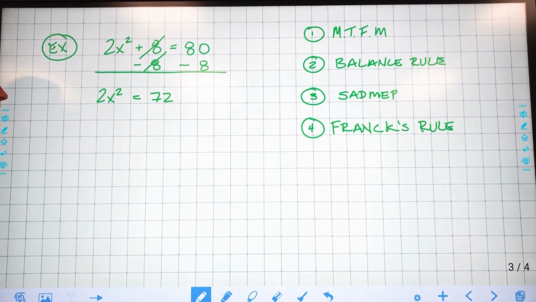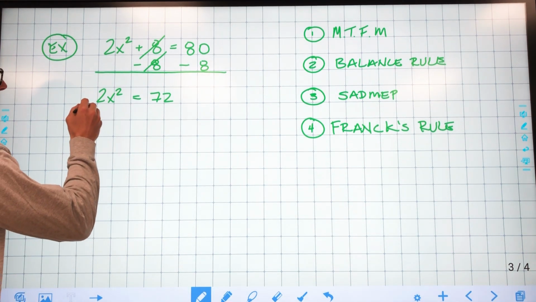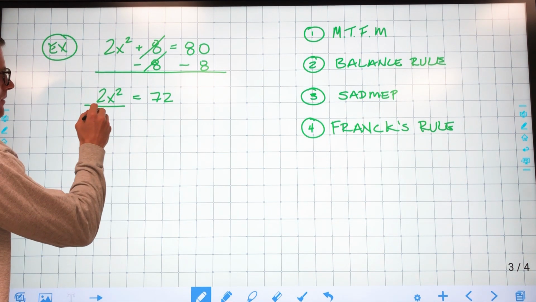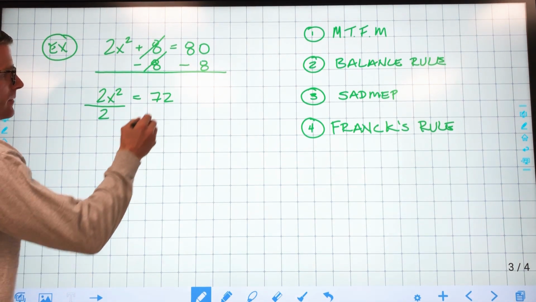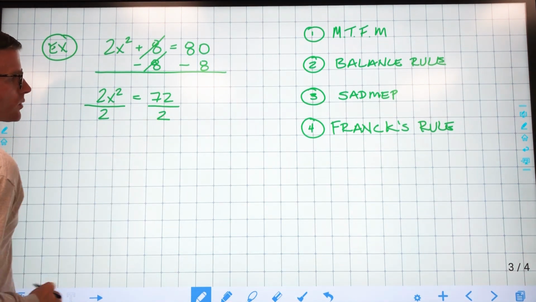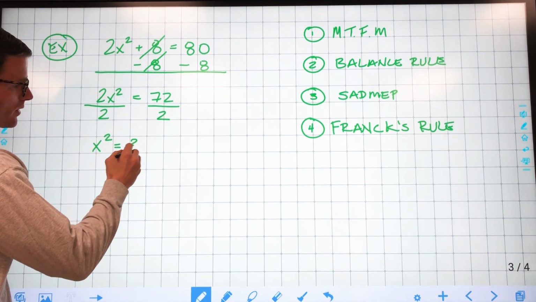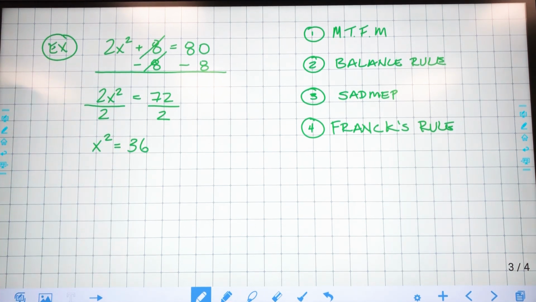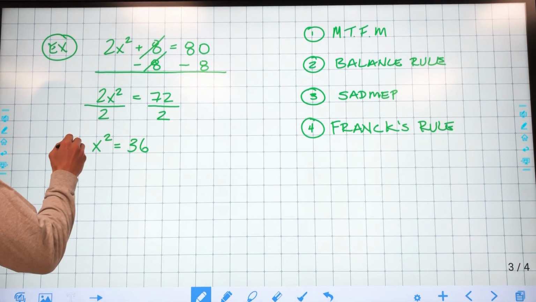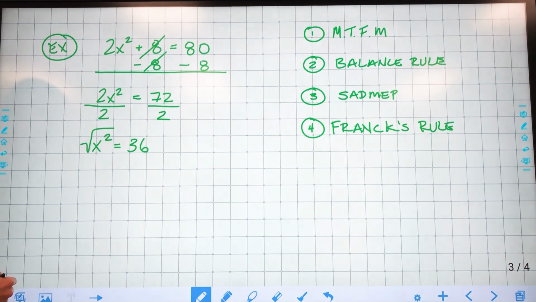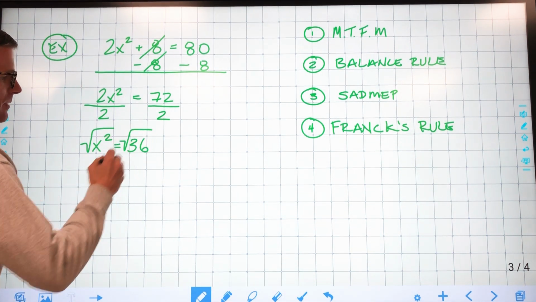72. Now what's happening to x? Multiplied by 2, and being squared. I'm going to use SADMAP and undo the multiplication before the exponent by dividing by 2. MTFM, balance rule. So my next line would be x squared equals 36. How do I undo squaring something? I need to take the square root. So there is another MTFM and my balance rule.